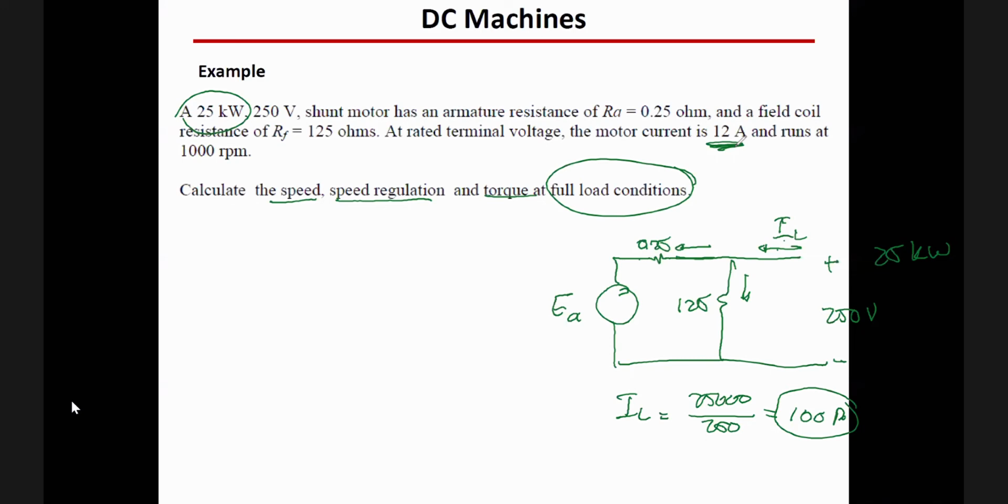So the full load is equal to 100 amp. This doesn't depend on the speed. Speed is an output. So what we are saying is that this machine is working at rated load condition, meaning that it consumes the whole power of the machine. So it depends on the power that it's taking. For example, in the previous part, we said that it's 12 amp. Now we're saying that it's at full load condition.